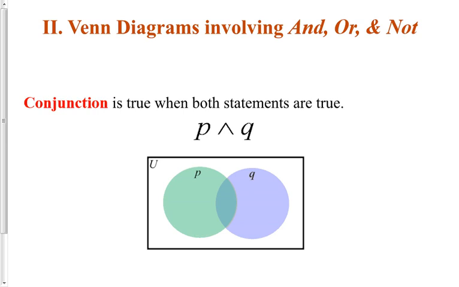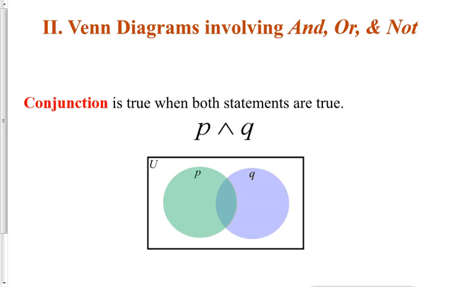A conjunction is true when both statements are true. So I show you this notation, and this notation here says P and Q. We have a statement that we're representing with the letter P. And then we have a second statement that we're representing with the letter Q. If we put those two statements together, connect them with the word and, we have a conjunction P and Q. Now for the entire conjunction to be true, we need both individual statements to be true. We need the statement P to be true and the statement Q to be true.